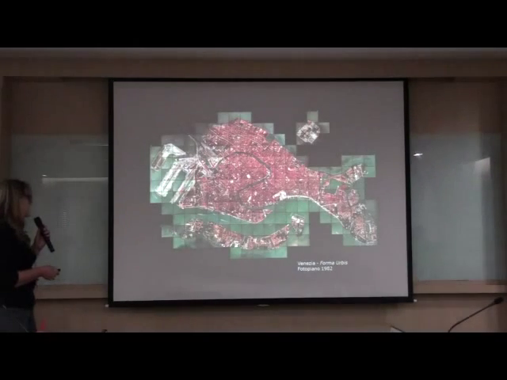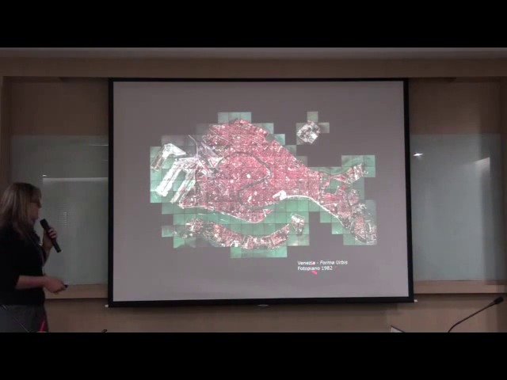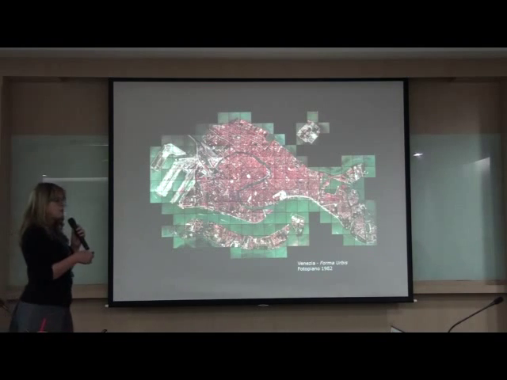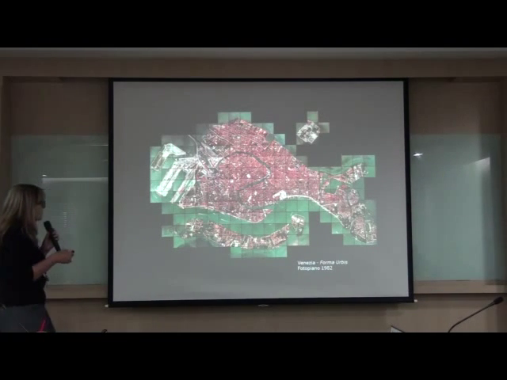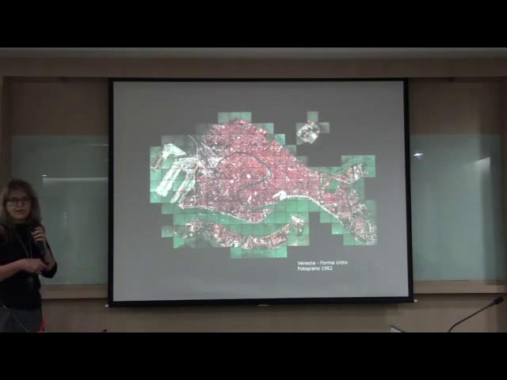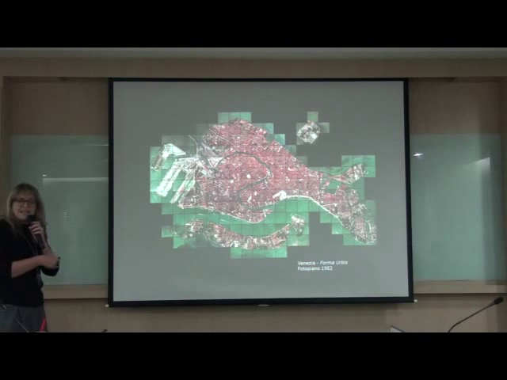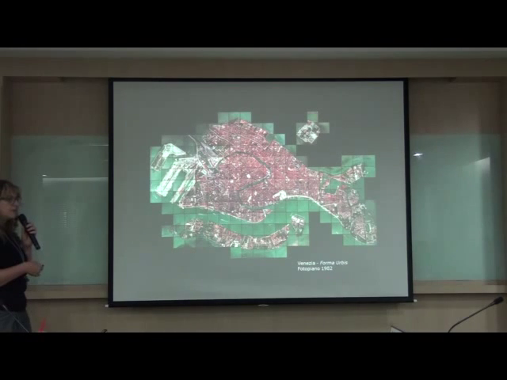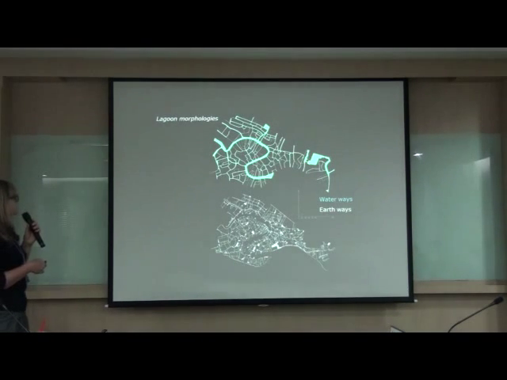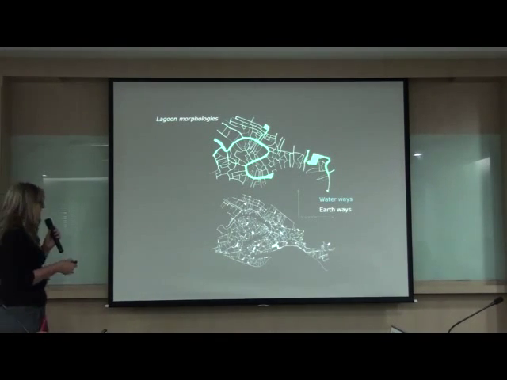And this is a famous picture of Venice in 1982, one of the first times that the geographical information system started to be applied, and this was one of the first images of the city of Venice. If you look at the new one, in 2015, from this scale, it didn't change that much, because by law it's a World Heritage site, you cannot change that much. But again, what affected the built environment? Waterways and earthways. Can you see the difference?